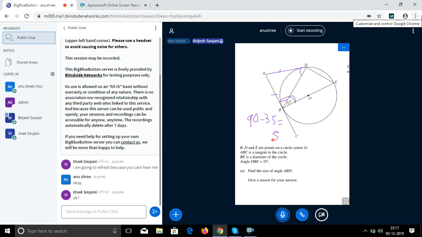55 degrees. Okay. So angle ABD. Oh wait, no. So that angle's 55, that angle's 55, which means that angle is 70. So you have to calculate angle ABD, not BAD. It's angle ABD that you have to calculate. Oh, so no, that is 55 then. Okay. Now the next part.